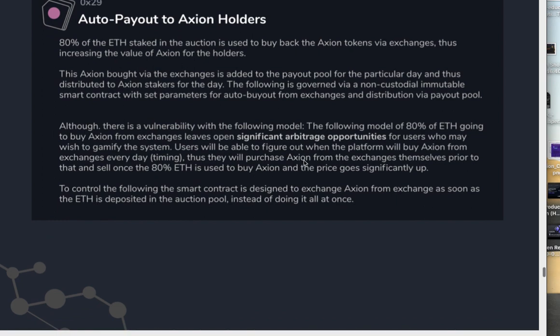Very exciting. Although, there is a vulnerability with this model: 80% of the Ethereum going to buy Axion from exchanges leaves open significant arbitrage opportunities. Some of you may have asked that already, for users who may wish to gamify the system. Users will be able to figure out the timing of when the platform buys Axion from exchanges every day. Thus they will purchase Axion from the exchanges themselves prior to that and sell once the 80% Ethereum is used to buy the Axion and the price goes up significantly. To control this, the smart contract is designed to buy Axion from the exchange as soon as the ETH is deposited into the auction pool instead of doing it all at once. So it's distributed over the period of a day, for example.